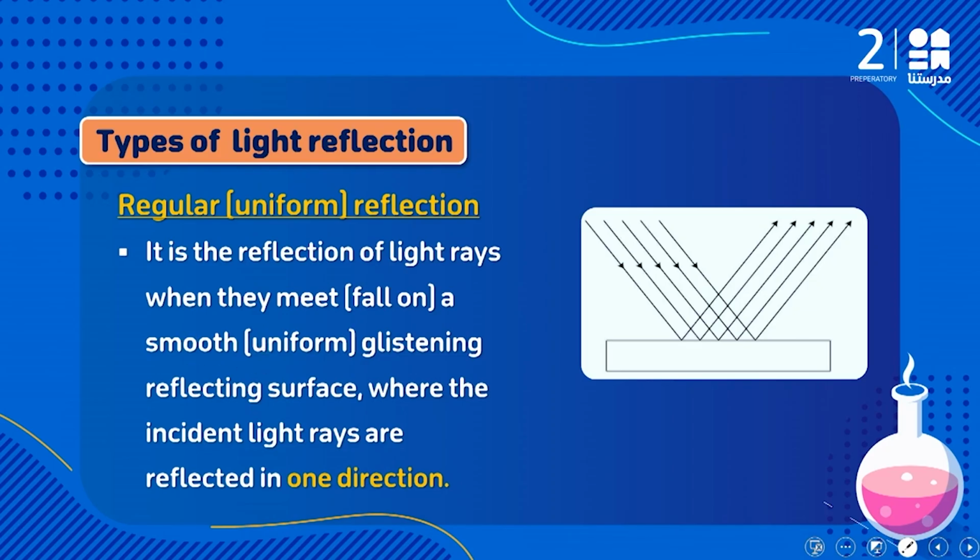This happens when the light rays meet or fall on a smooth or uniform reflecting surface, where the incident light rays are reflected in one direction. So again, the key point about regular reflection is that light rays are reflected in one direction. So here we are talking about regular reflection or uniform light reflection.